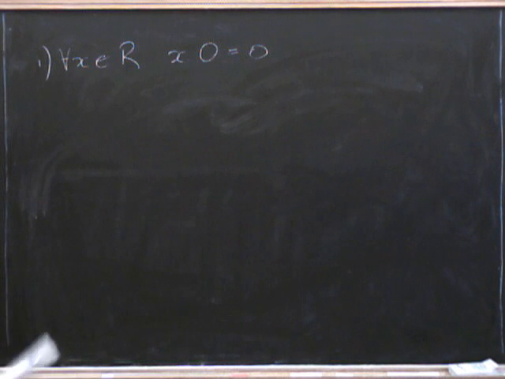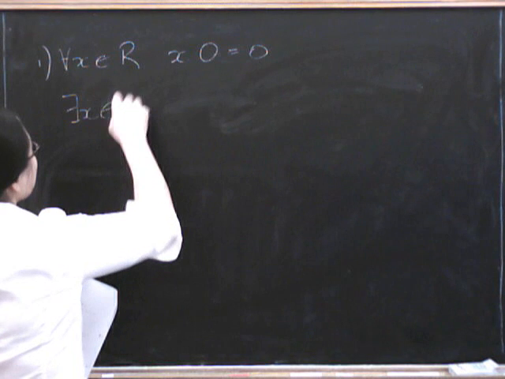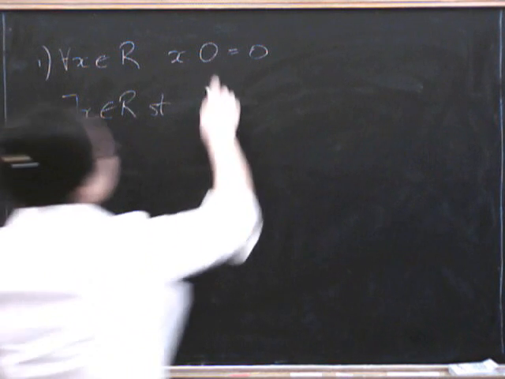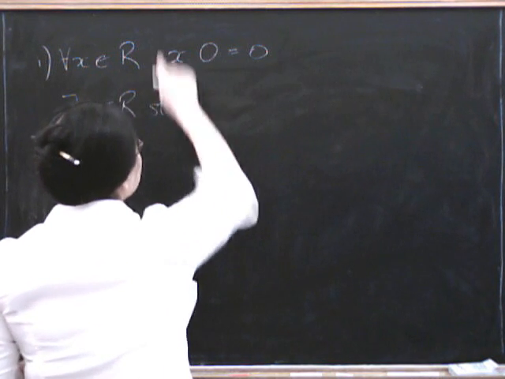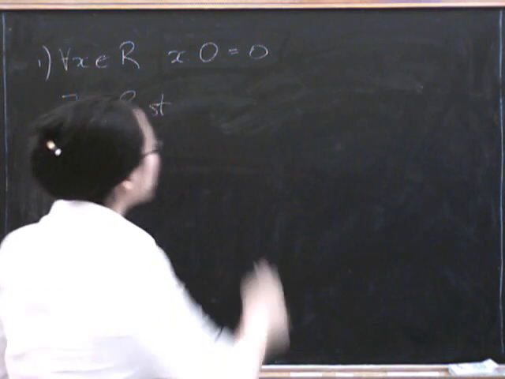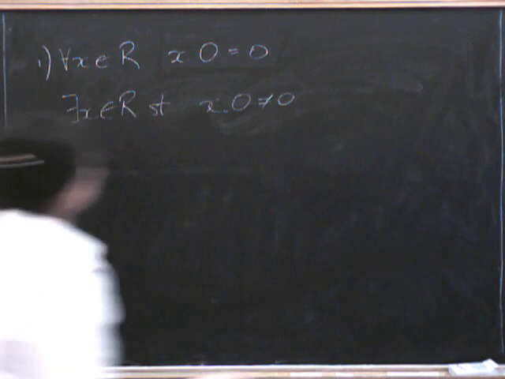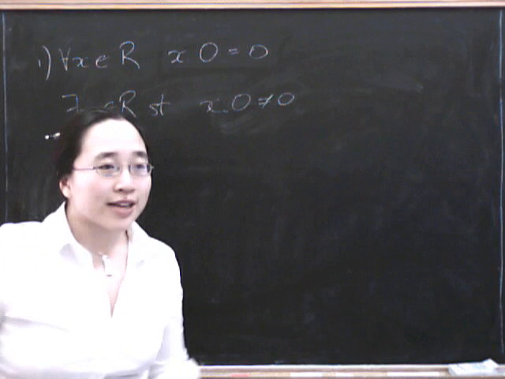So how do you negate this? You turn the for all into an exists. You stick in a such that, and then you take the opposite of the final statement. And the opposite of x times 0 equals 0 is x times 0 does not equal 0. And so now, that's how you do it by rote.